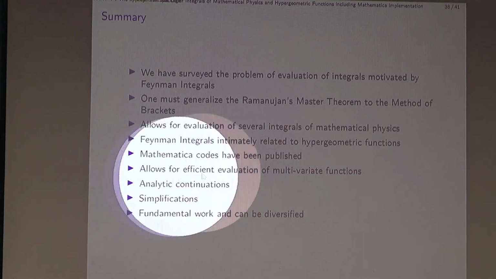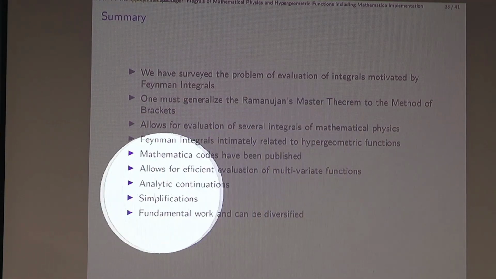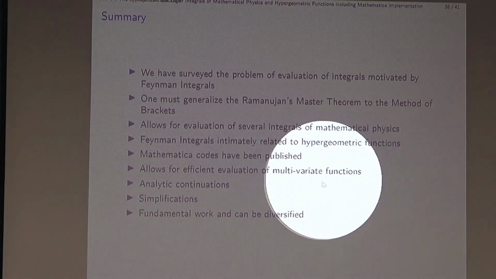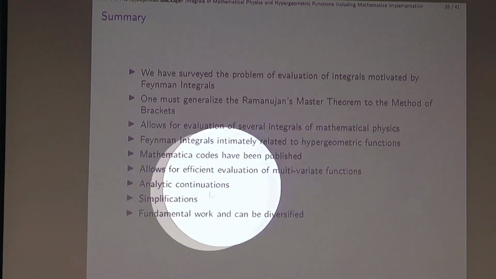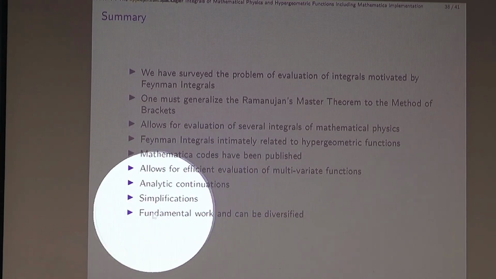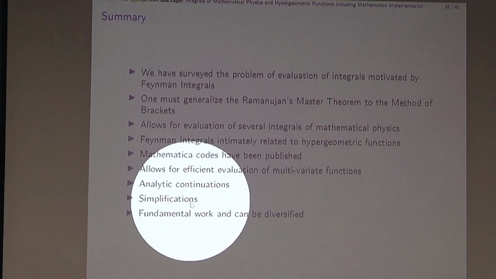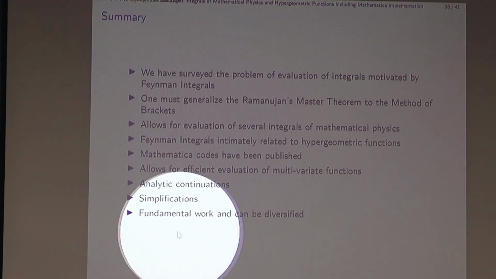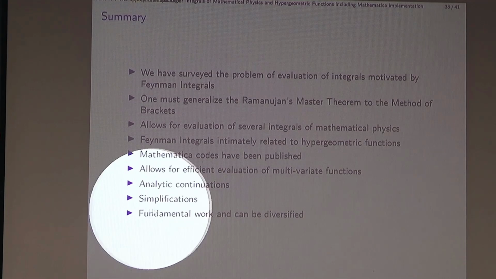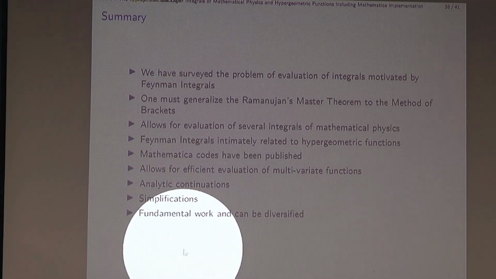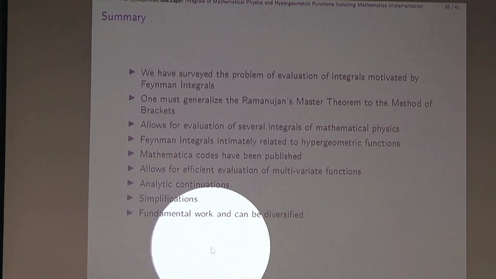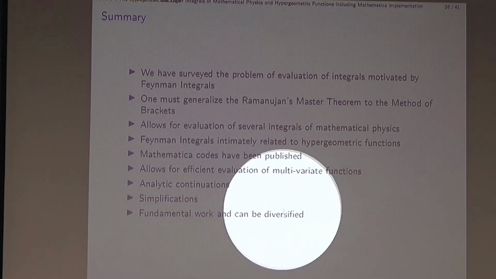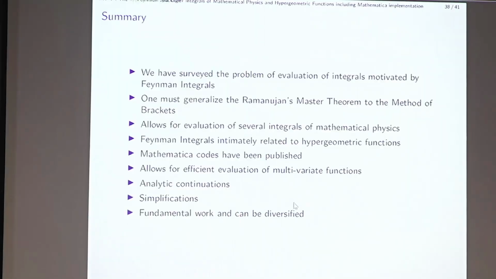So, Mathematica codes we have developed and published, and this allows for the efficient evaluation of multivariate functions. We have also studied analytic continuations and simplifications. Then Shovik has also written epsilon expansions, which is very important. And in our opinion, a lot of this work is just scratching at the surface, and a lot of this needs to be studied by younger people, and all this has to be developed and can be diversified also.